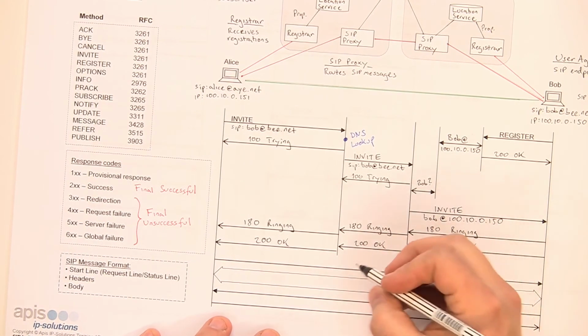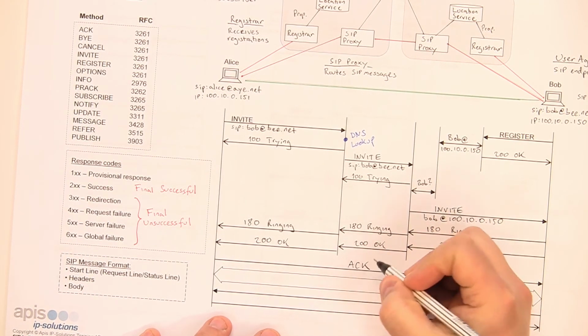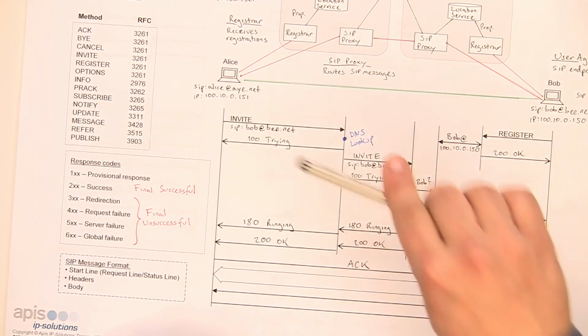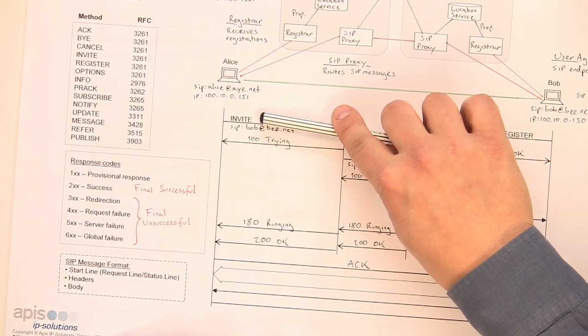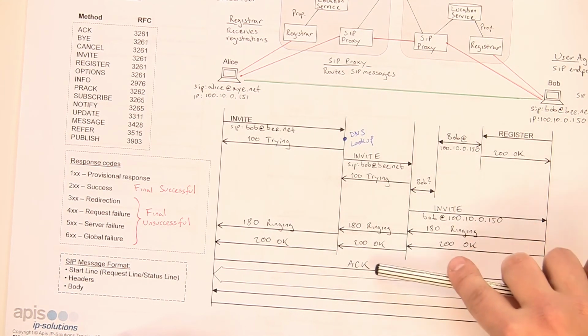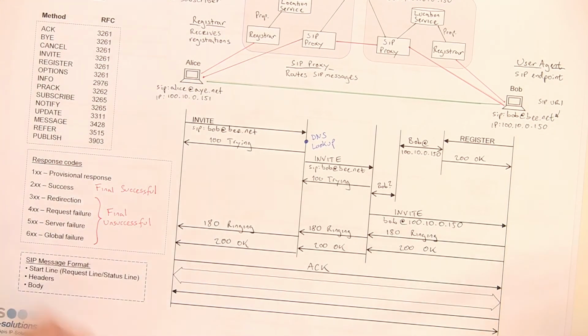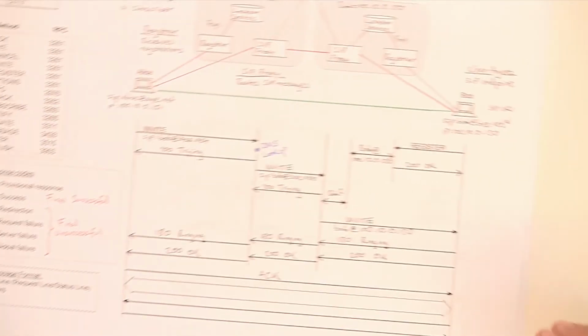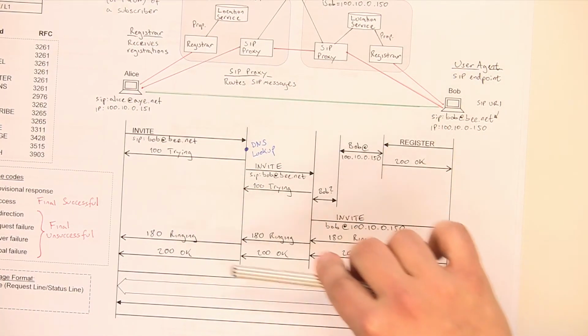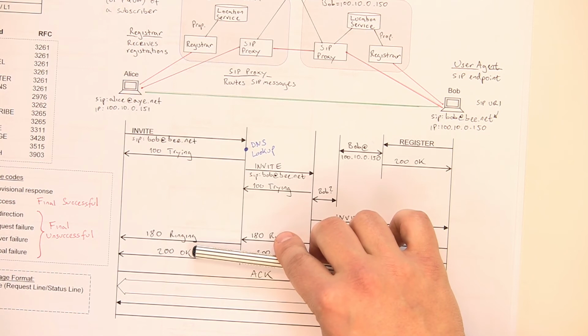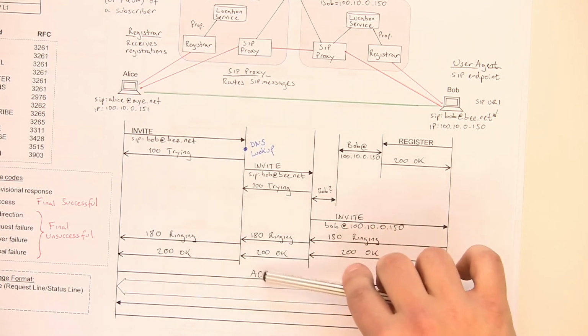So let us put in ACK here. The final message in the three-way handshake. Invite, 200 OK, ACK. That's what I sometimes like to call the holy trinity of SIP messages. Invite, final response, ACK. It doesn't need to be 200 OK. It could be some other final response. But you always need to acknowledge the final response with an ACK.